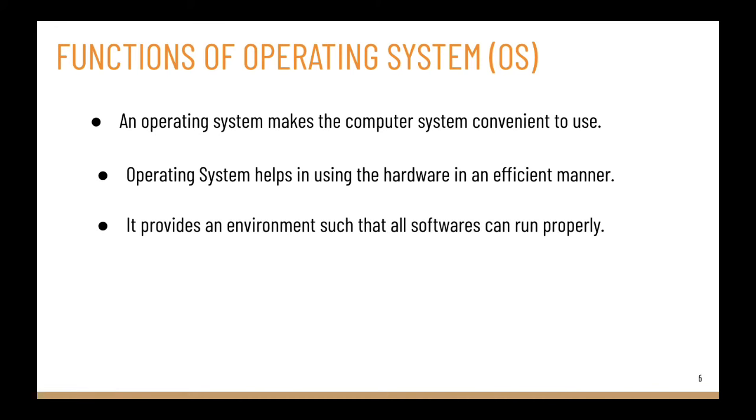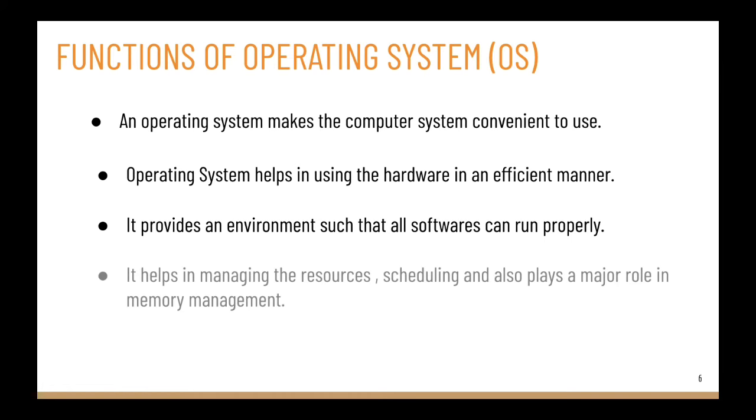Next function of operating system is, it provides an environment such that all the softwares can run properly. So at first we install the operating system, or it may be pre-installed from the manufacturer also, but all the softwares that we want, like MS Word, like Photoshop, etc. Now how will these softwares run? These softwares will run over and above the operating system. So operating system provides an environment such that all the softwares can run properly.